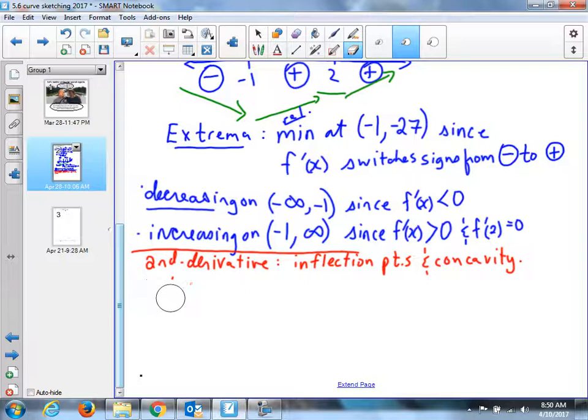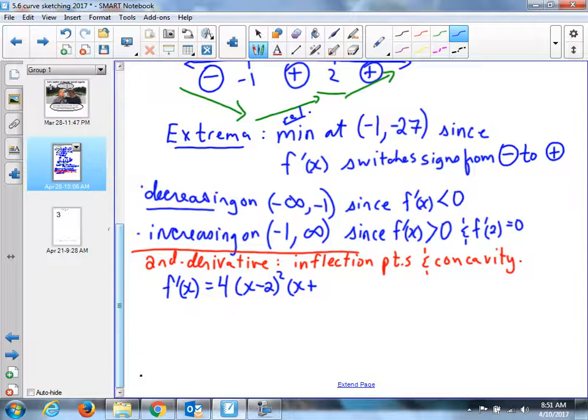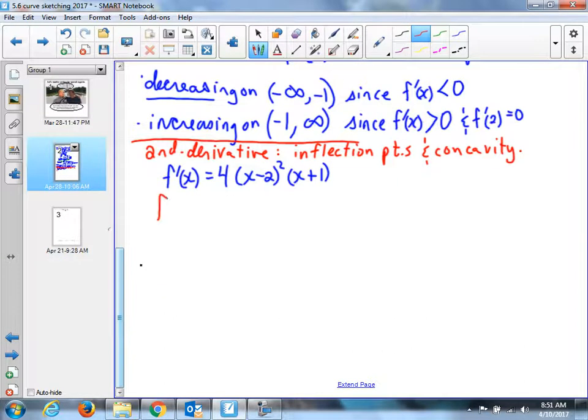So, first, I'm going to write down from the previous step. F prime of x is 4, is it x minus 2? Yes, squared, x plus 1? Yeah. Okay. So now my second derivative. I'll do the derivative of the first thing, so 8 times x minus 2, the exponent becomes 1. Do the derivative of the inside, it is 1. Second thing left alone.